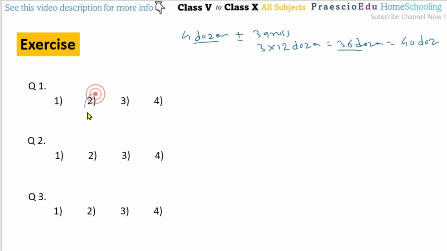And 40 dozen means 40 is mentioned in option number 2. Now question number 2, if 48,600 rupees are distributed equally among 45 persons, how many rupees will each person get? Now it's simple, 48,600 we have to distribute among the 45 persons, means divide by 45. So after this you will get 1080 rupees for each person, means option number 3 is the correct one.